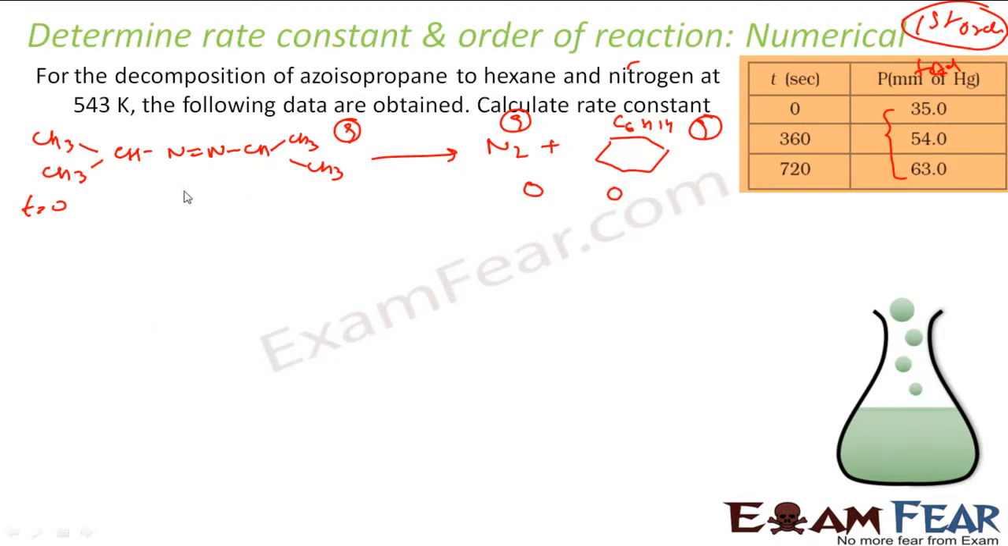So the total pressure is nothing but the pressure of my azopropane, or I can say azoisopropane. So that will become my 35 mm of Hg. At T is equal to T, what will happen? This will become 35 minus X. This will become X. This will become X.